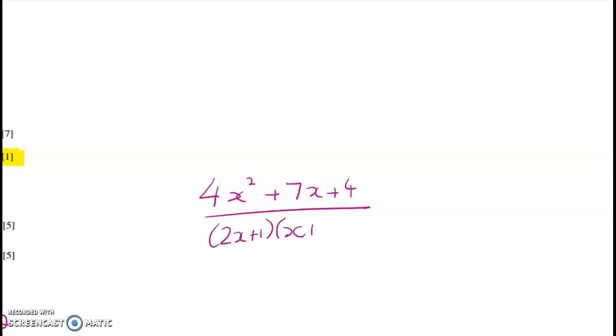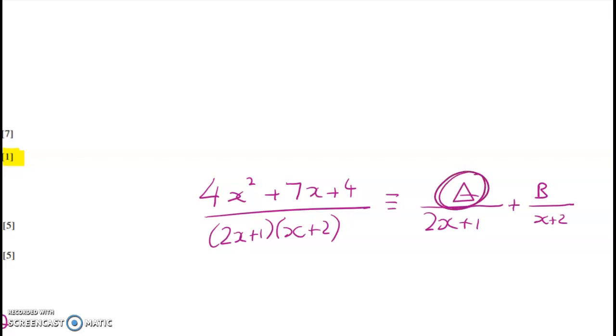So for 5 marks, we've got this, 4x squared plus 7x plus 4 divided by 2x plus 1 times x plus 2. Now I want to show you why doing what most of you did is just not going to work. So if you just put in an a and a b here, and we do our cross multiplying thing, we're going to get a times a linear factor plus b times this linear factor. None of that is going to generate us a quadratic term, right? So that clearly isn't going to work.